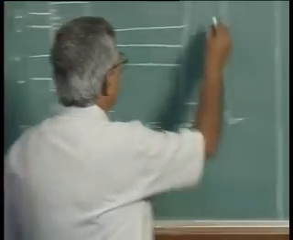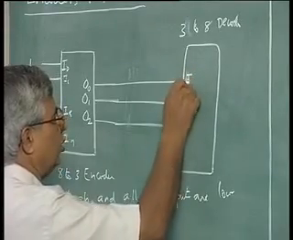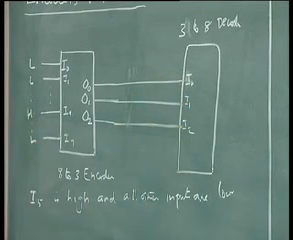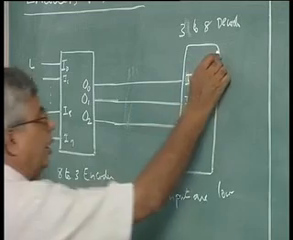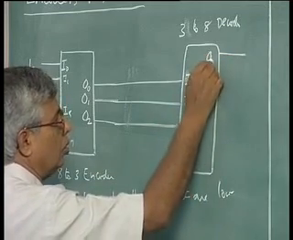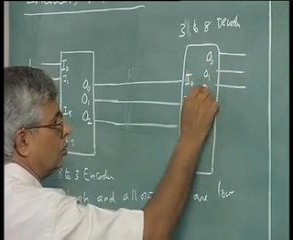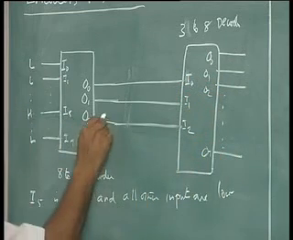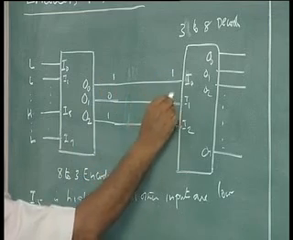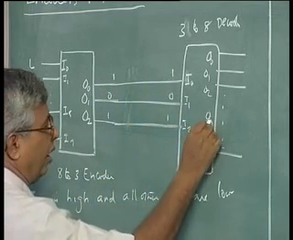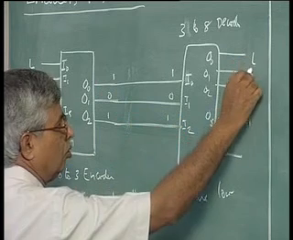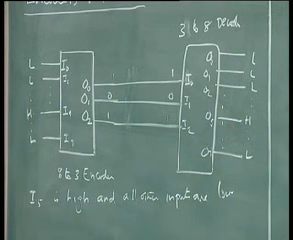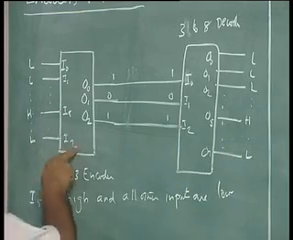So, I can have again I0, I1, I2, lowest order to highest order bits, and then I can have here O0, O1, O2, up to O7. Now this 101 goes here as 101, making O5 high, all others low. This is a decoding operation. This is an encoding operation, this is a decoding operation.